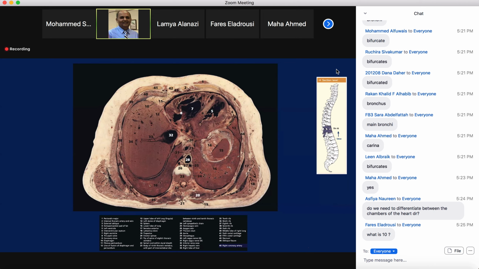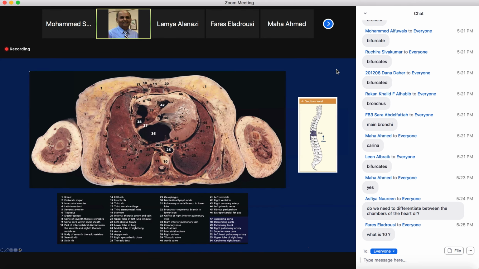I'm sure everybody is clear. The stomach is showing up. So we are going down and down. The liver is quite visible. The inferior vena cava is showing up. Are we fine?